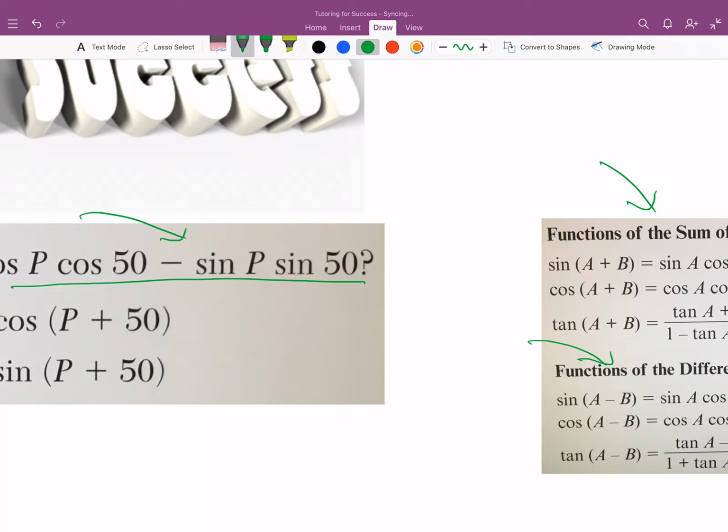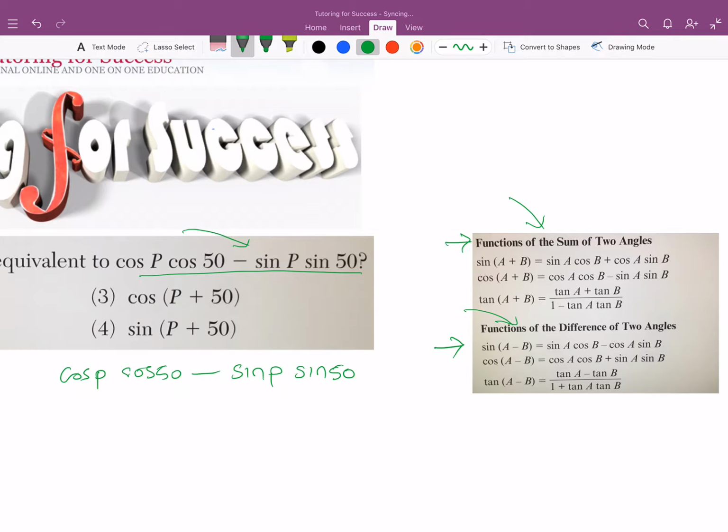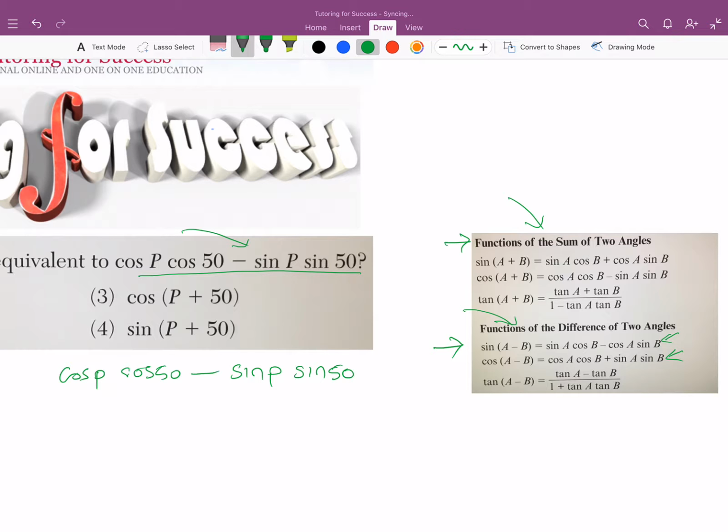Let me rewrite it: cosine p, cosine 50 minus sine p, sine 50. It is not a big deal. You notice there is a negative here, so you're not going to be using a sum of two angles, not this one. You're going to be using this difference. And just follow the format. There are two differences for sine and cosine, either this or this. It may look like this because it started with cosine, and my problem also has cosine, but let's not focus on that part.